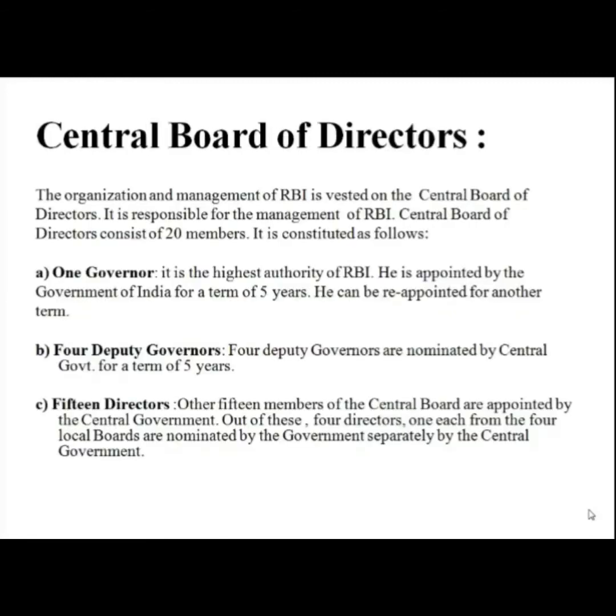Here is the composition of the Central Board of Governors, which represents the first layer of the RBI organizational structure. This is the level to which organization and management of RBI is vested. That is, it is responsible for management of the RBI. The Central Board comprises 20 members that include one governor at the top, followed by 4 deputy governors and 15 directors. The governor is the highest authority of RBI. He is appointed by the Government of India for a term of 5 years, which is then extendable by another term of 5 years. Similarly, 4 deputy governors are nominated by the central government for a term of 5 years. Then 15 members of the central board are appointed by the central government. Out of these 15 members, 4 directors are appointed by the government, one each from the 4 local boards.